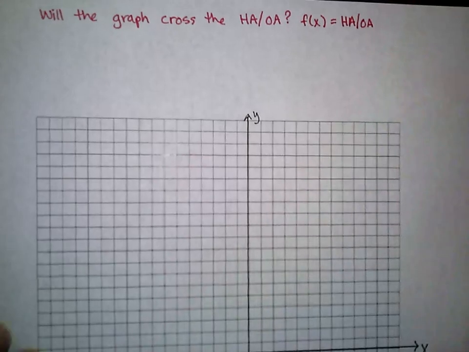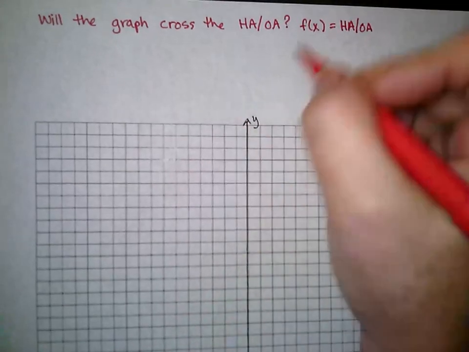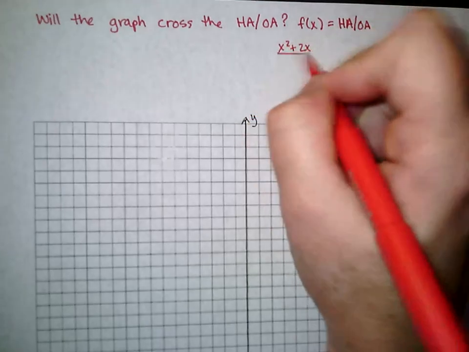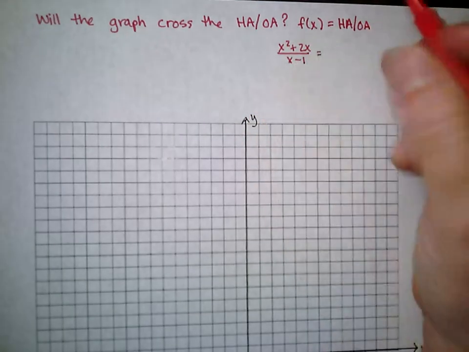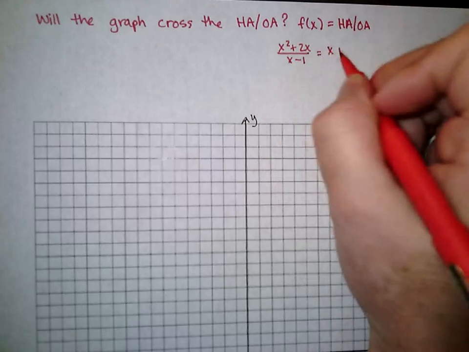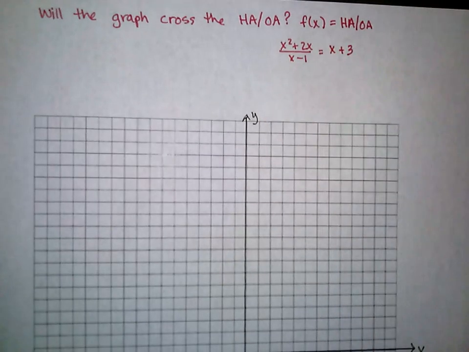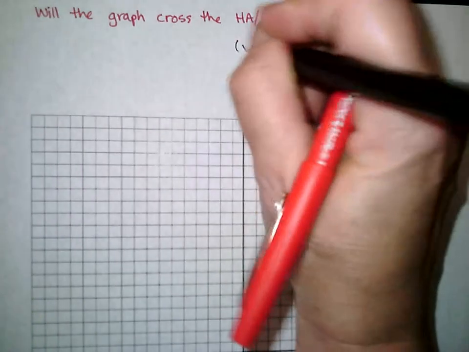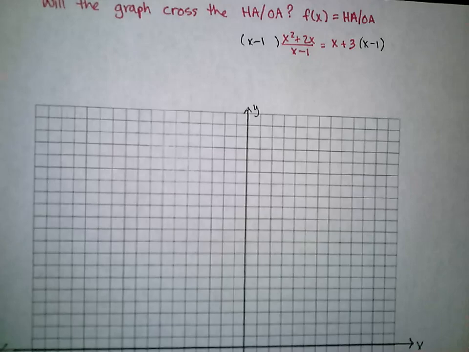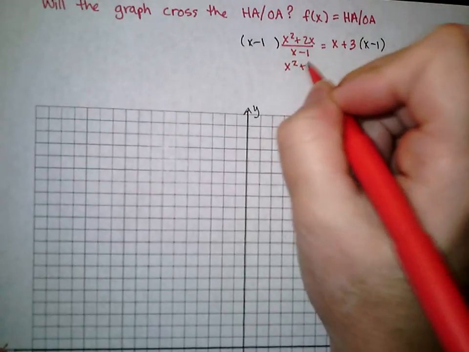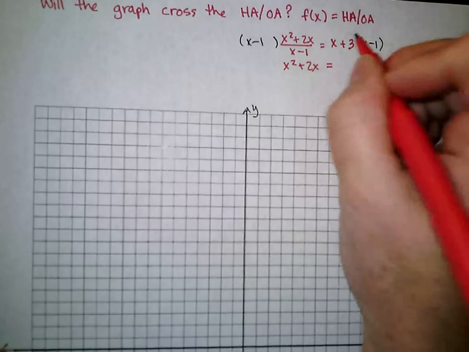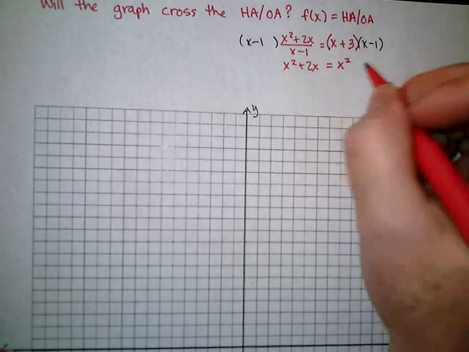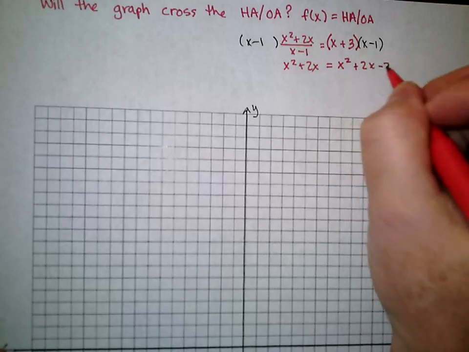and then solve. So our function was g of x, actually, x squared plus 2x over x minus 1. And our oblique asymptote was y equals x plus 3. So we're going to solve that and see if we come up with a numerical value or not. So multiply both sides by x minus 1. That gives us x squared plus 2x on the left side. And we're going to have to FOIL the right side. So that'll be x squared plus 3x minus 1x, so plus 2x, and then minus 3 on the other.